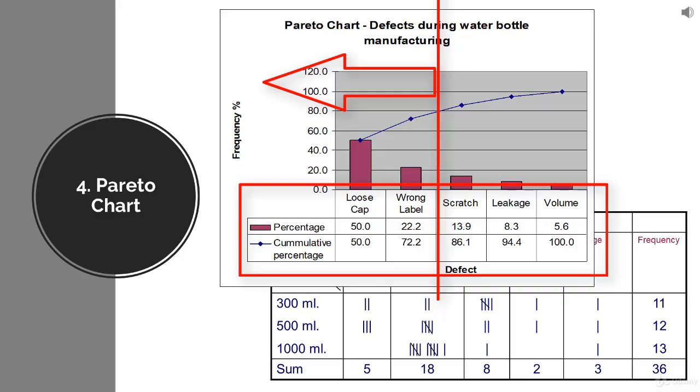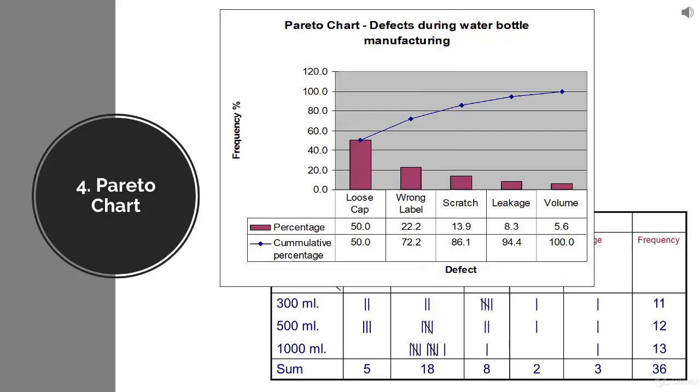So here if I put a line at 80%, my line will just cover these two items which are loose cap and wrong label. These two problems if you solve will cover your 72% problems. Rather than working on 5 issues, you just work on these 2 issues. So that's how you use Pareto chart to identify the key issues. So this was our tool number 4, which was Pareto chart.